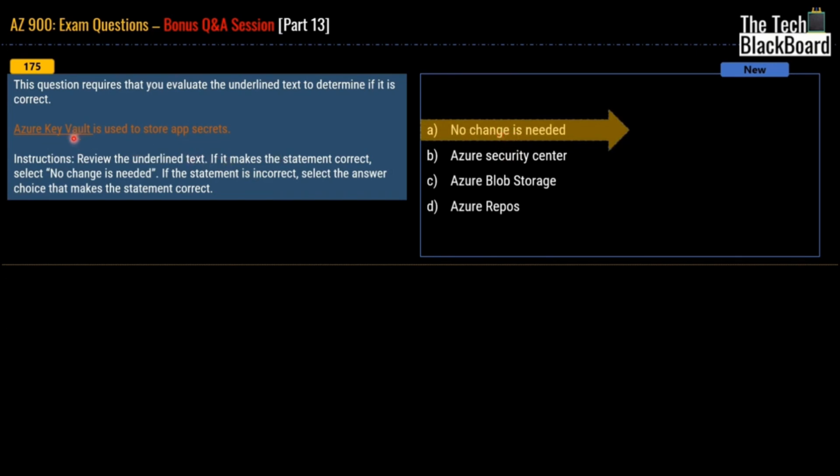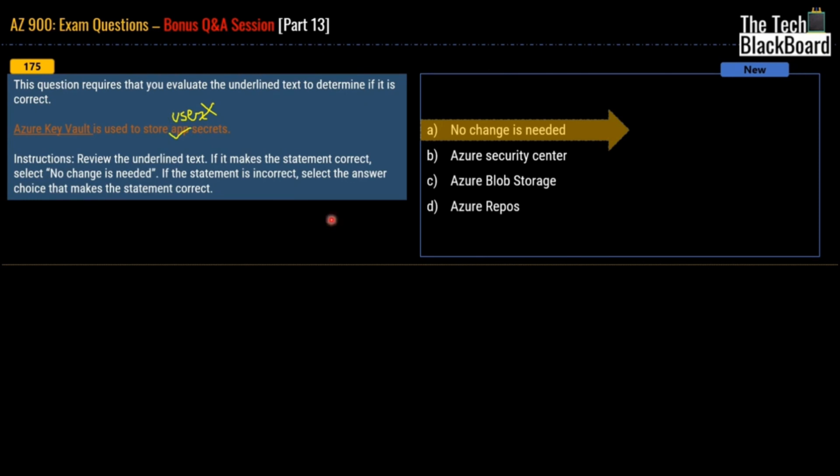Most definitely Azure Key Vault is used to store app secrets. Now there can be one more variation of the same question where Microsoft can ask that Azure Key Vault is used to store, instead of app secrets, user secrets. In that case, this statement becomes wrong because Azure Key Vault is not used to store user secrets. It is used to store app secrets. So in case you get this variation where it says user secrets, then now you know the answer.